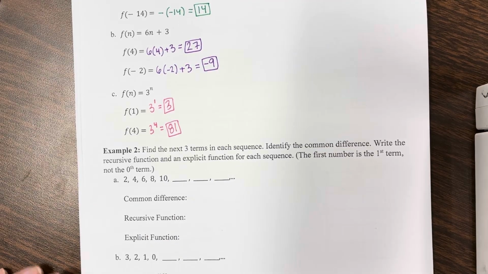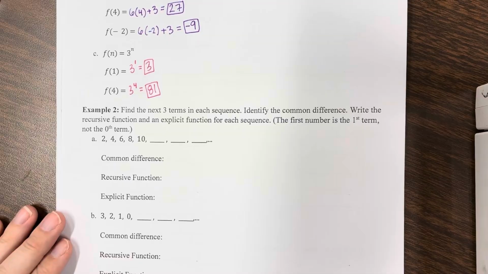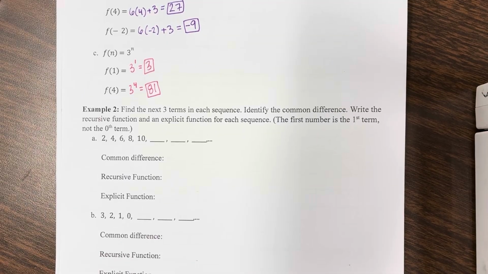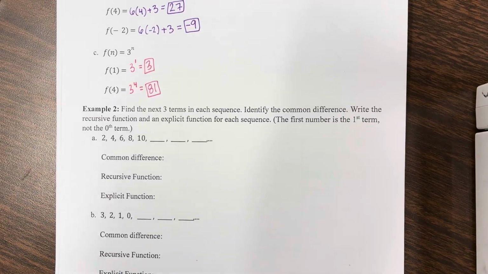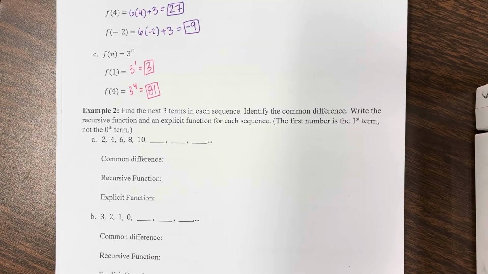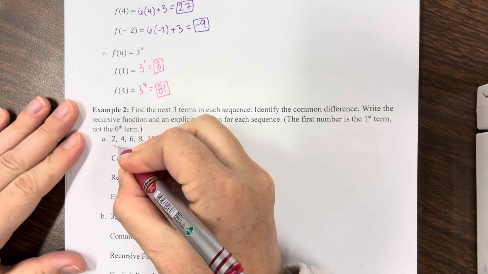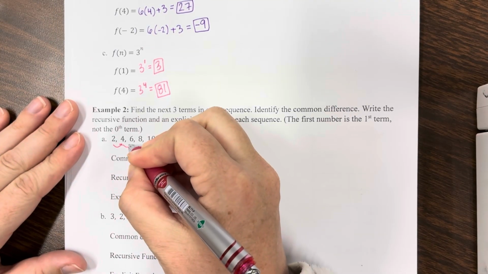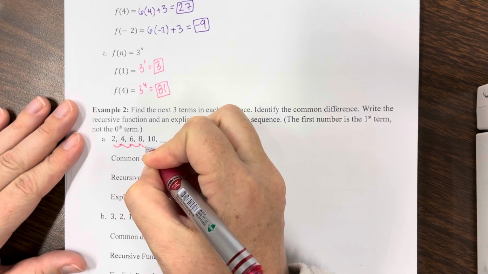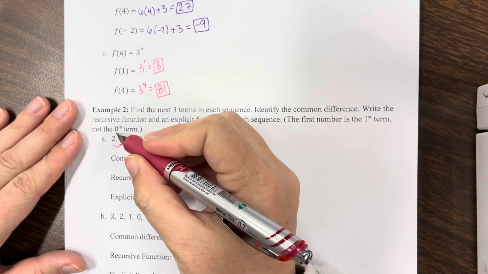In example 2, find the next 3 terms in the sequence, identify the common difference, and write the recursive function and explicit function. Okay, so I'm going to look for my pattern. 2 to 4 to 6 to 8 to 10. So it has to be a repeating pattern.